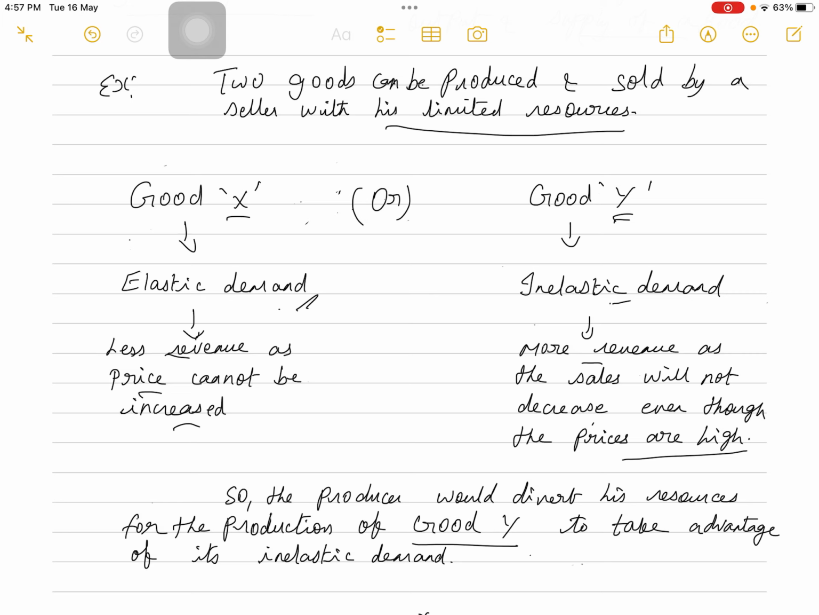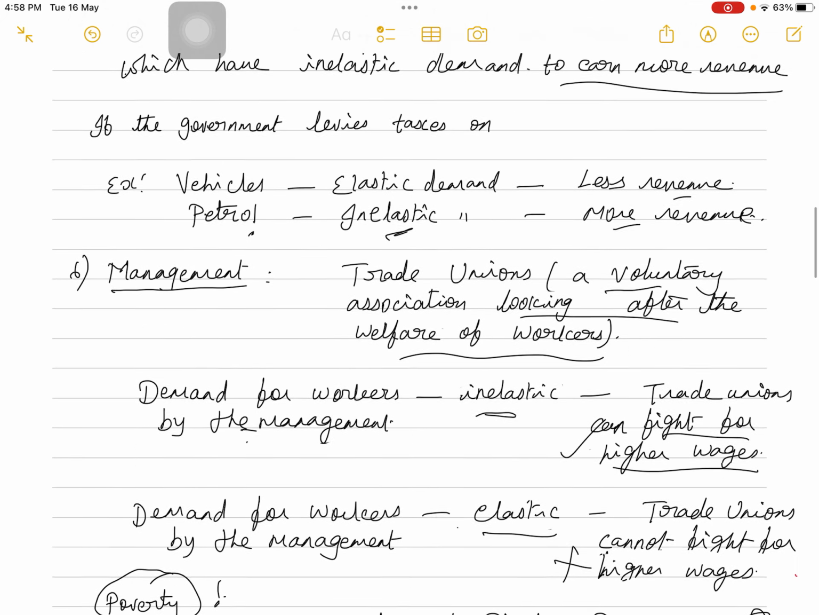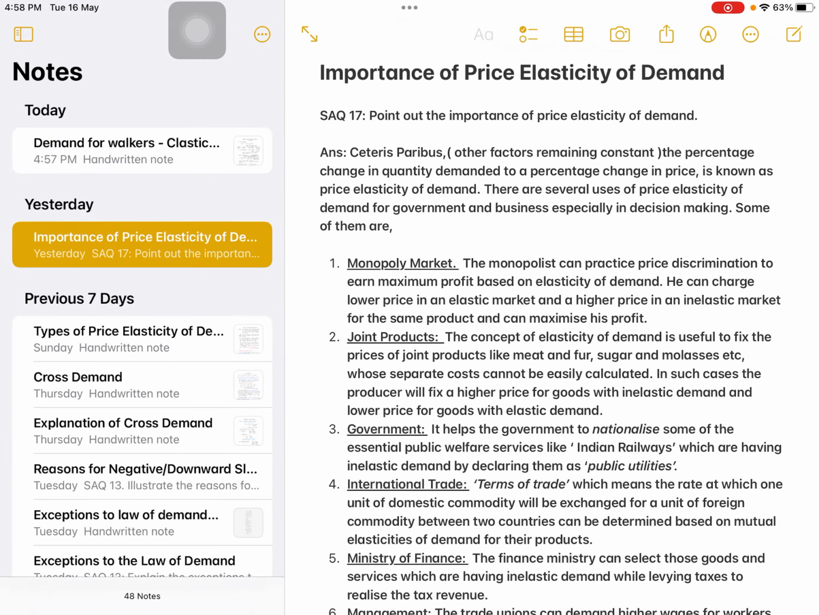Whereas good Y is having inelastic demand, so even if the volume of output is increased, he need not reduce the price, because that commodity Y is having inelastic demand. To a certain extent, he can increase the sales also at a higher price. So the producer would divert his resources for the production of good Y to take advantage of its inelastic demand. So these are some of the areas where the concept of elasticity of demand is useful. I briefly explained. Now let us move to the main answer.